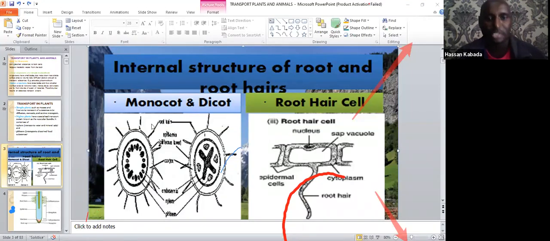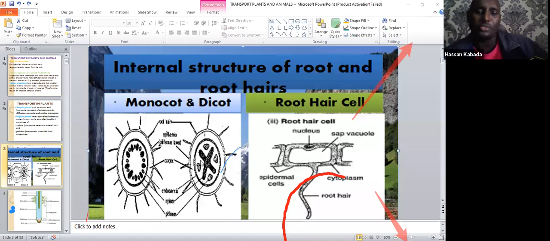Monocot and dicot stem, rather roots. If you see these extensions, of course we know these are the root hairs. So the two diagrams here are representing the roots because of the presence of the root hair cells, this extension, among others. Then we have the monocotyledonous roots, the internal structure. How do we know them? Because we said we know this is the structure of the roots by the root hair cells.